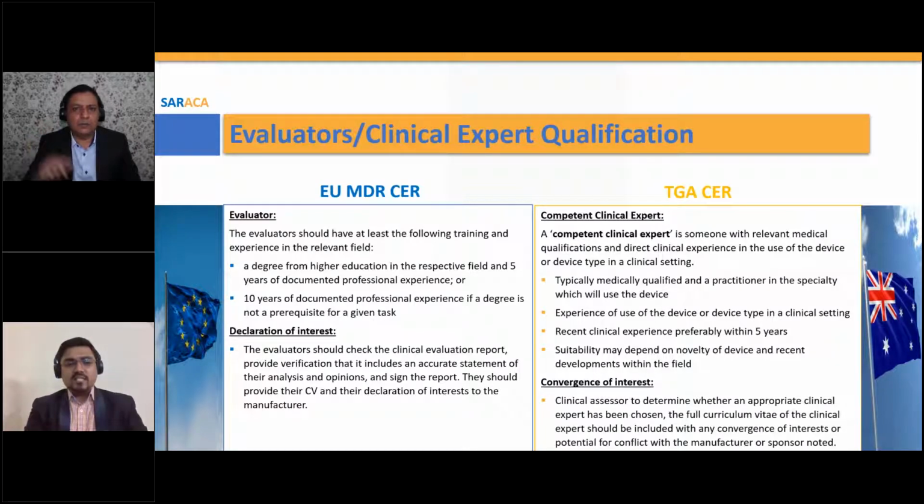And I don't think there is much difference in the conflict of interest. MDR is talking about declaration of interest, whereas the TGA CER is talking about convergence of interest. I can tell you these are differences in terminology, but the requirement is very much similar. The evaluator can provide the CV and his declaration of interest form with his proper signature. Here also the clinical expert can provide his convergence of interest, like conflict of interest with the manufacturer, with a proper signature with his CV.